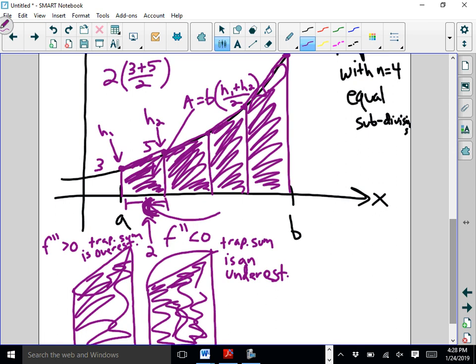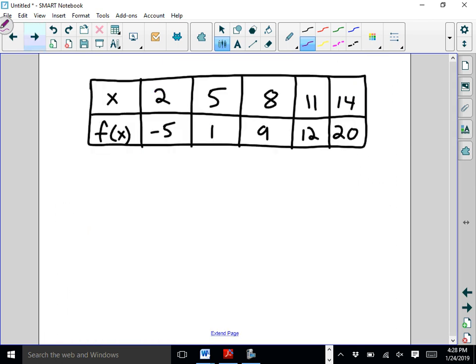Okay. Let's take a look now at a table. I had you guys make tables on your homework today because eventually, the most common way that you have to do Riemann sums on the AP exam is from a table. So let's take a look at this table. Go ahead and pause the video right now and copy that table into your notes so you're not copying and trying to listen at the same time.